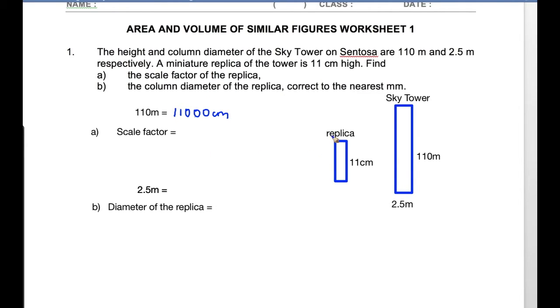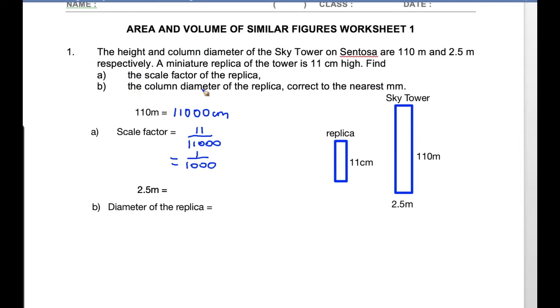If we are taking the scale factor of the smaller model, it will be a ratio that is less than 1. Therefore, we need to take the smaller length over the larger length, giving us 1 over 1000.